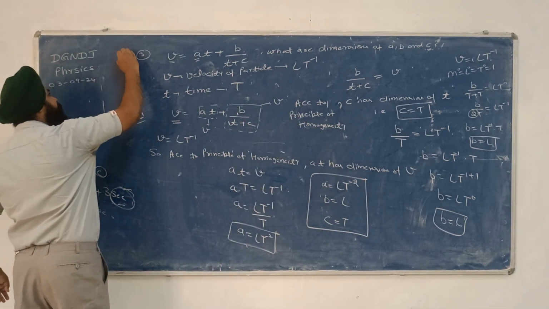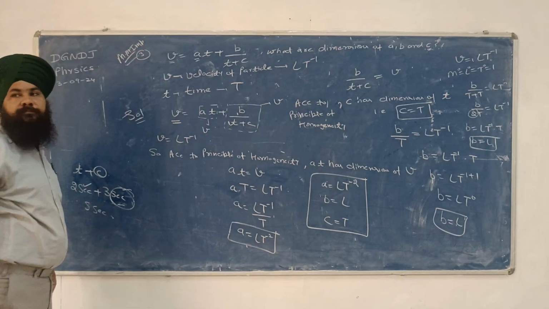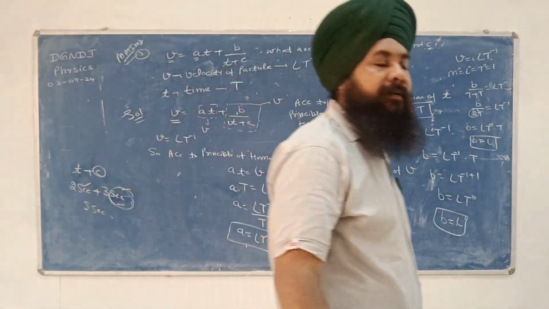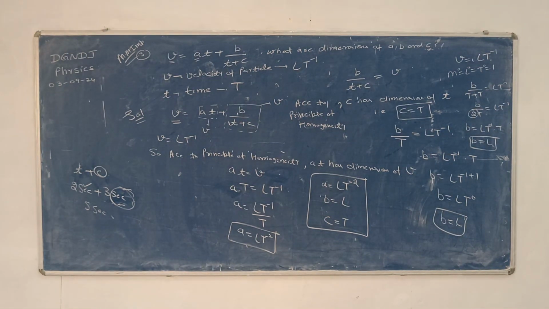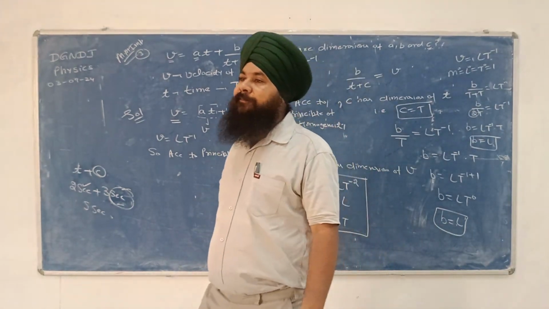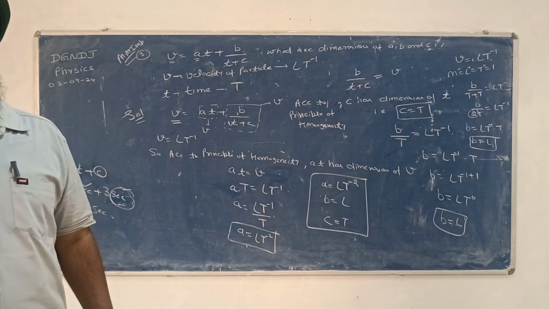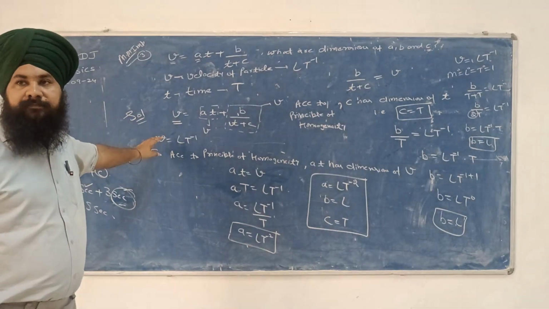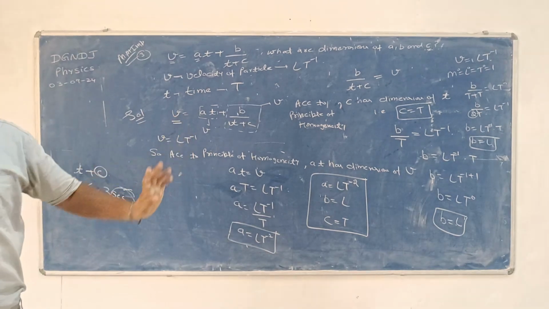And this is the most important numerical. Most important. This is the most important numerical. Because this numerical is usually asked in the university question paper. Okay, that is why it is most important. Because this is the application of principle of homogeneity.